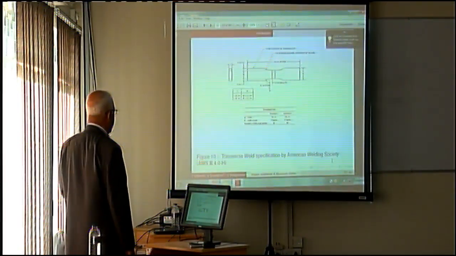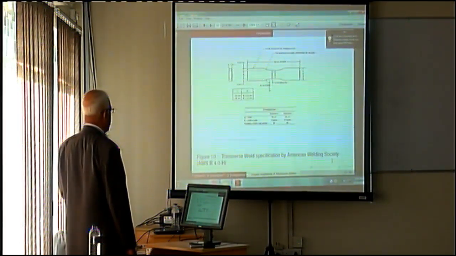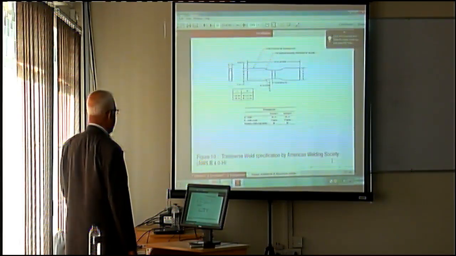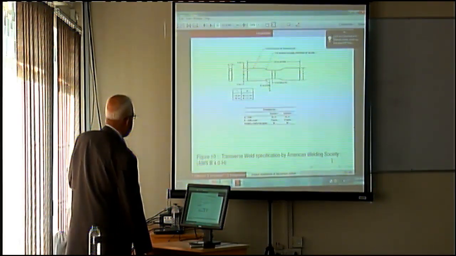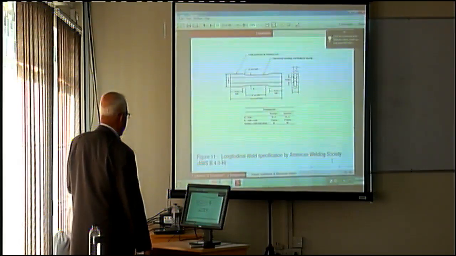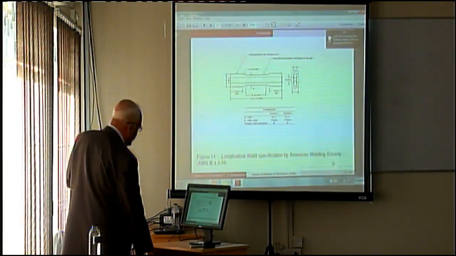And this is the transverse weld specification by the American Welding Society, the specification we prepared here for some of the tests, and this is the longitudinal weld specification.